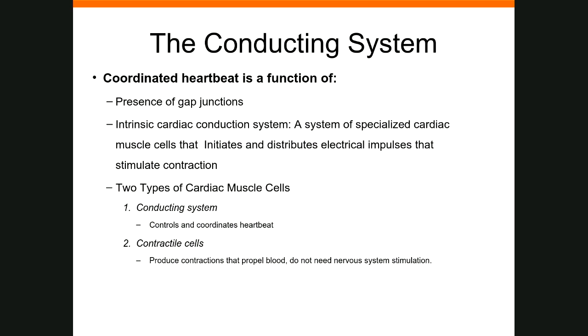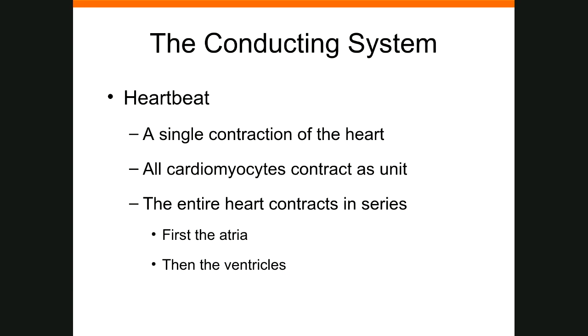The conducting system controls and coordinates the heartbeat, and the contractile cells produce contractions that propel the blood. They do not need the nervous system stimulations. The conduction is actually similar to the action potential that we see in the nervous system during Anatomy and Physiology 1.